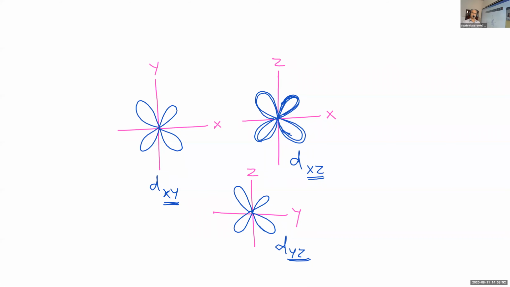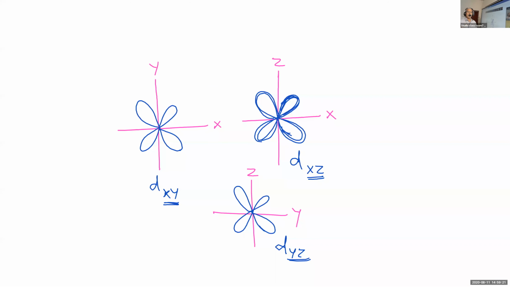You take a long balloon, fill it with air, and twist it at the center. Then you get a shape, and that shape is a dumbbell shape. At the center there is the nucleus, and the electrons will be moving along the surface of the dumbbell.